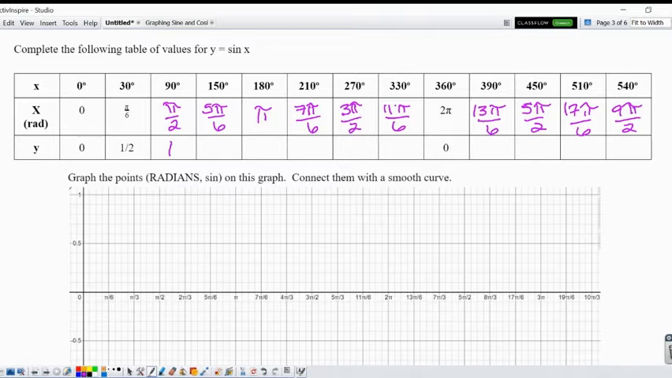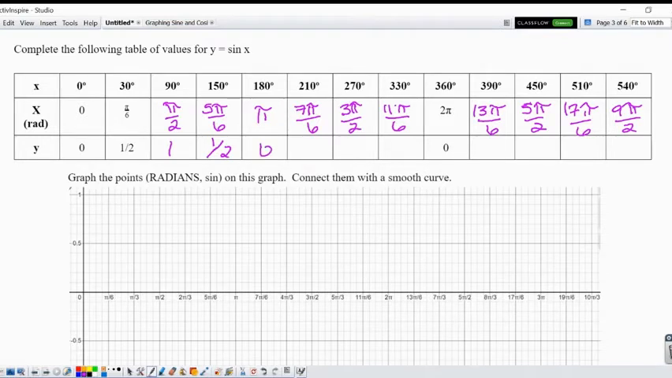150 degrees is 5 pi over 6. That's in the second quadrant where sine is still positive. That's a 30-degree reference angle. Sine is 1/2. At pi, we are at the negative x-axis. So we haven't gone up or down. The y-coordinate there is 0.